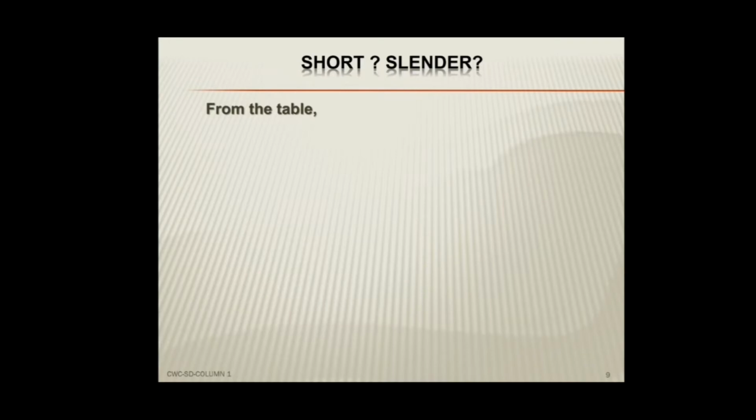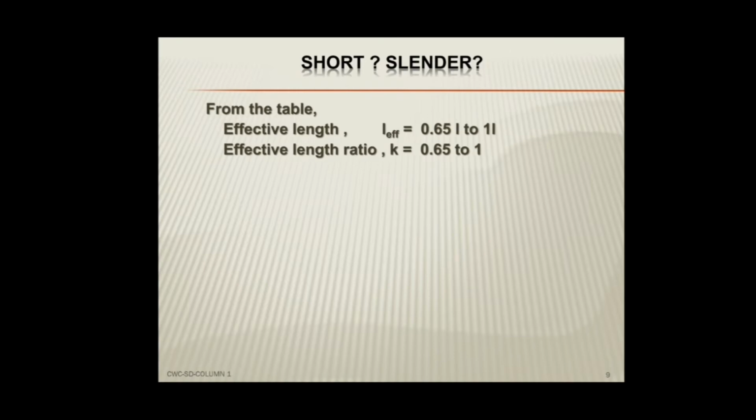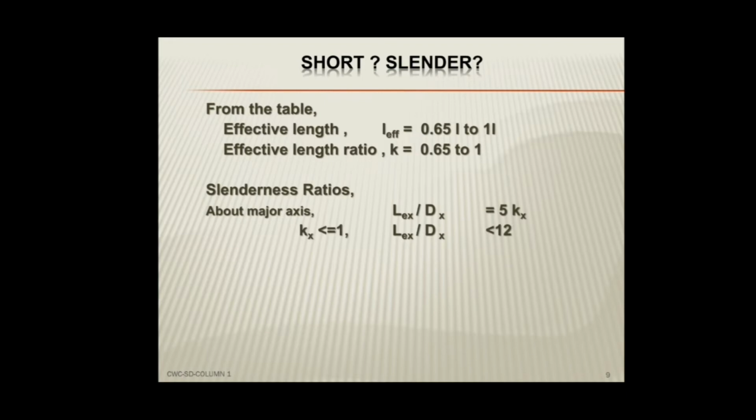From table 28, we got the effective length is equal to 0.65 L to 1 L. Then the effective length ratio K is equal to 0.65 to 1. We have the slenderness ratio about the x-axis as 5kx. Since kx is less than or equal to 1, our slenderness ratio about the x-axis will be less than 12.